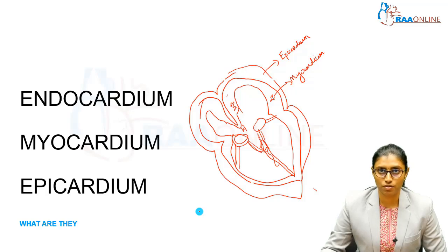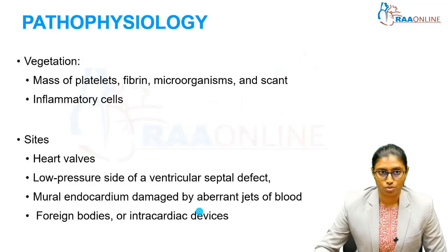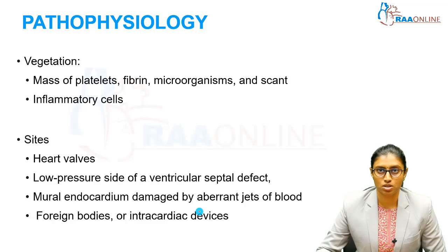There are certain non-infectious causes which can also inflame these structures, called non-infective causes of endocarditis, which we will see in the subsequent slides. First, pathophysiology, to understand what happens in infective endocarditis. Vegetations, or solid masses, form and attach to the structures that we described as parts of the endocardium.